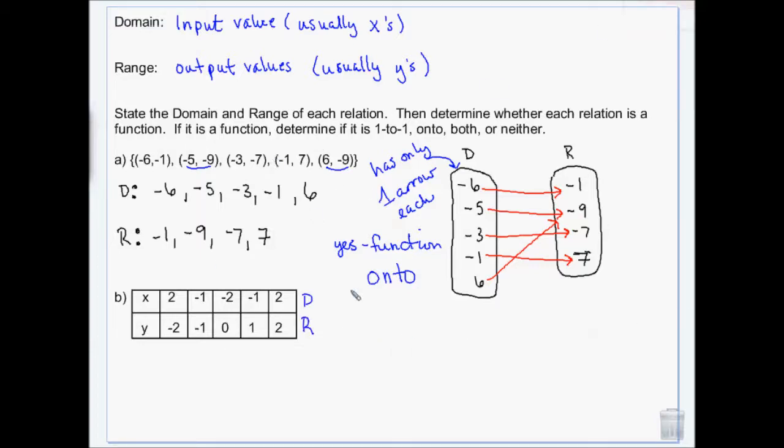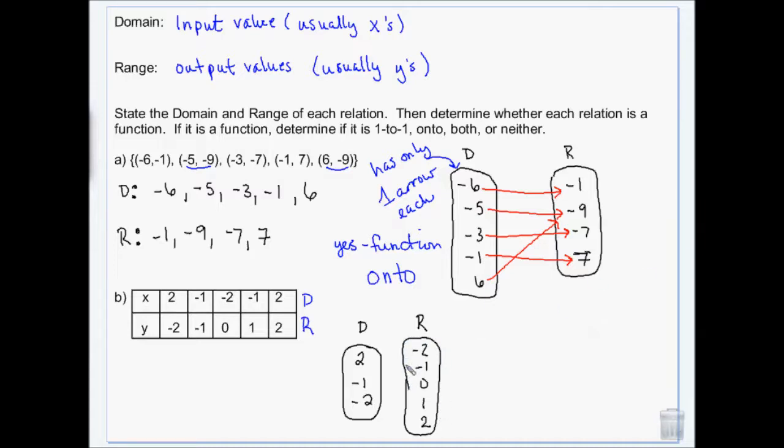So you don't have to rewrite them, but we will put them in a mapping so that we can tell if it's a function and what kind of function it is. So I have 2, -1, -2, -1, and +2. So I only list those one time each. And for my range, I have -2, -1, 0, 1, and 2.